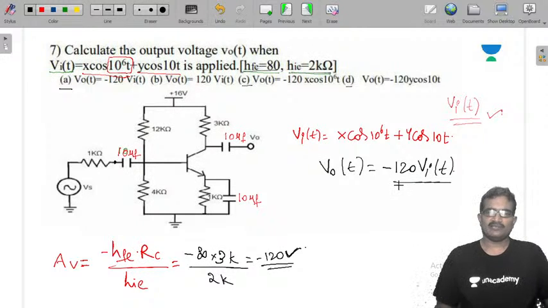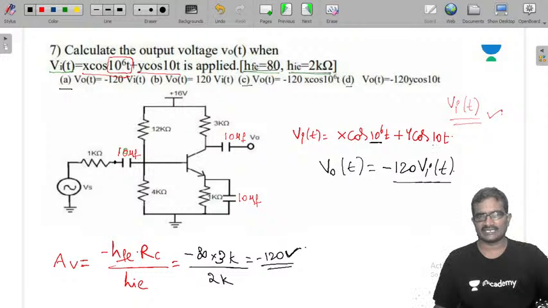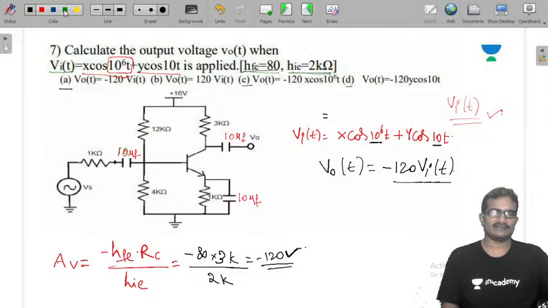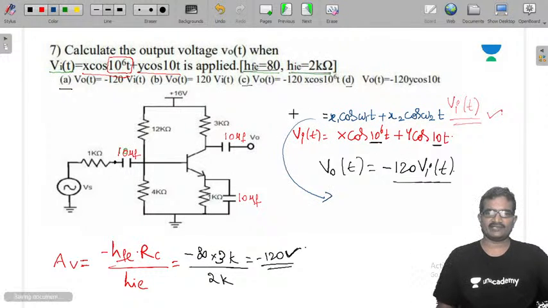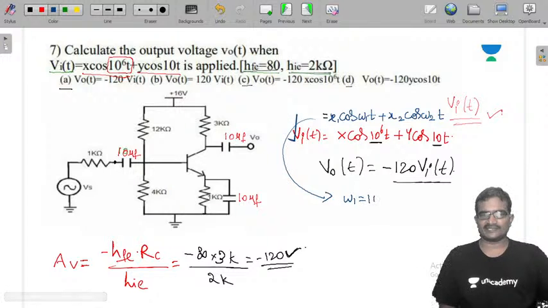Now the important thing here is they gave different frequency components, 10 power 6 and 10. So I am comparing this one with a standard signal. Our standard signal is x1 cos omega 1t plus x2 cos omega 2t, two frequency components. By comparing these two, you get omega 1 is 10 power 6 and omega 2 is 10.